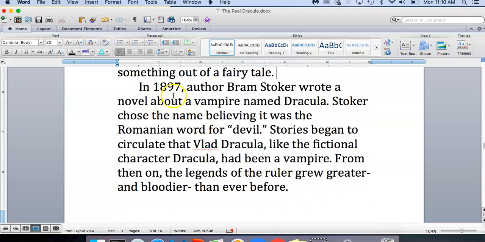Okay, last paragraph. In 1897, author Bram Stoker wrote a novel about a vampire named Dracula. Stoker chose the name believing it was a Romanian word for devil. Stories began to circulate that Vlad Dracula, like the fictional character Dracula, had been a vampire. From then on, the legends of the ruler grew greater and bloodier than ever before. So the question is, who wrote about Dracula? If you said his name was Bram Stoker, you are correct.